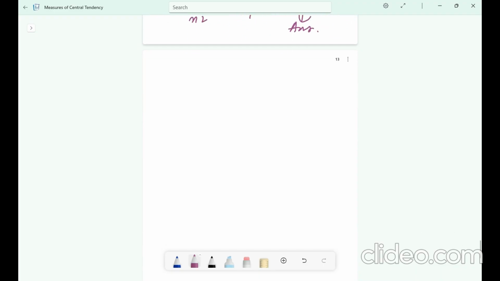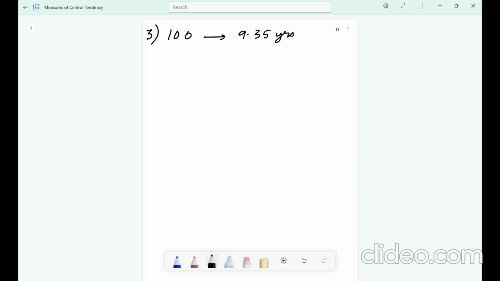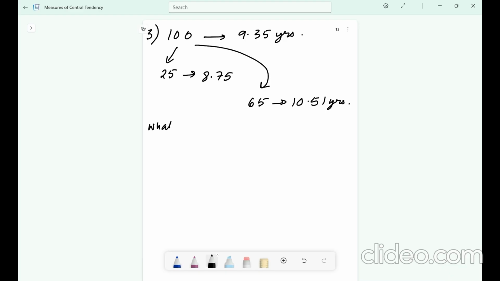Okay. Now, if you want to solve another question, let's say this is the last question for today's topic. The mean age of a group of 100 children was 9.35 years. The mean age of 25 of them was 8.75 years, and that of another 65 was 10.51 years. You need to find what was the mean age of the remaining children.